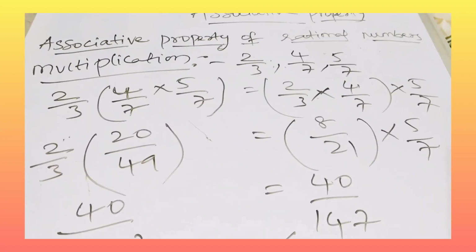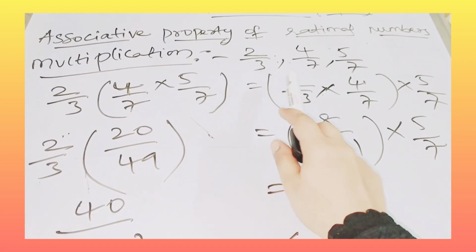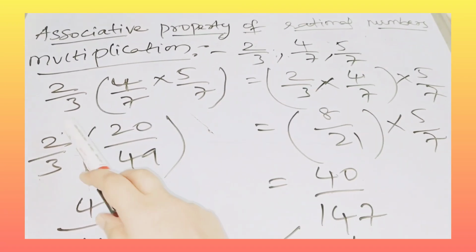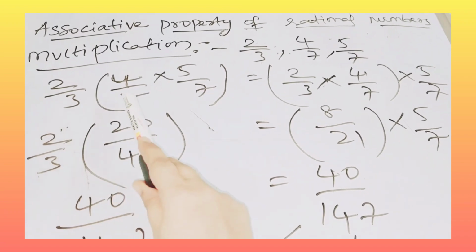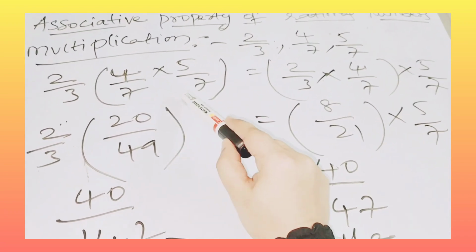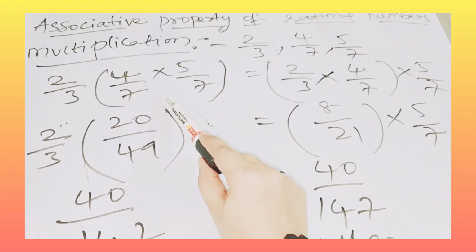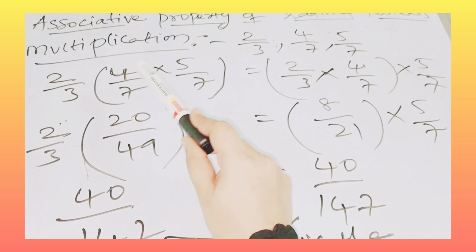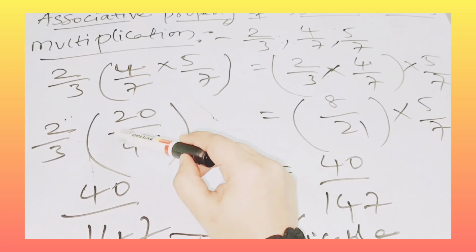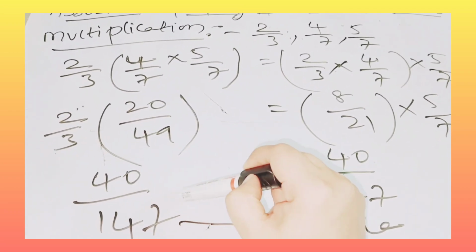Okay, associative property of rational numbers under multiplication, here we are taking three rational numbers, 2 by 3, 4 by 7 and 5 by 7. Here we have to separate a, and b into c you have to take in bracket. Okay, 2 by 3, here multiplication is very simple. You can multiply numerator with numerator, denominator with denominator. 4 5s are 20, by 7 7s are 49. 2 2s are 4, 4 0s are 40, 49 3s is 147.